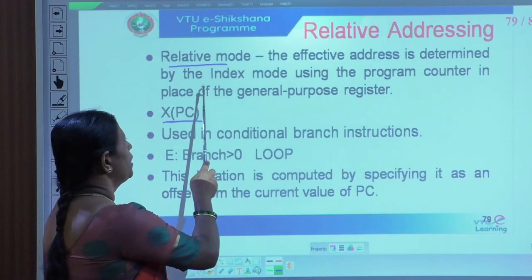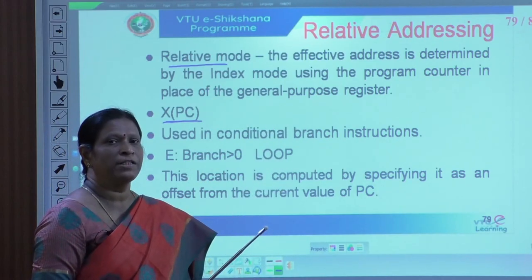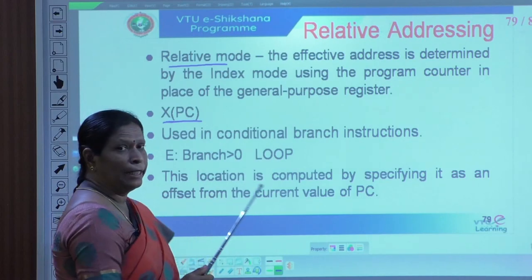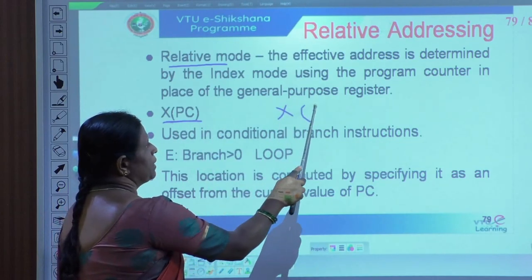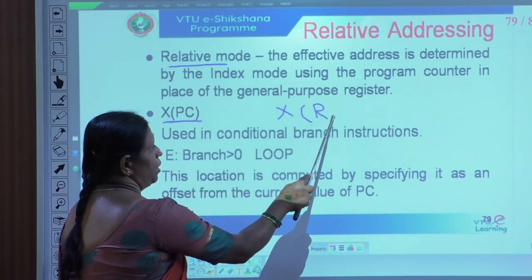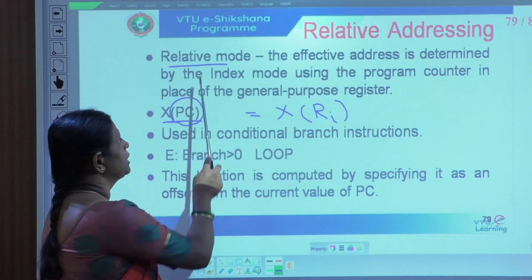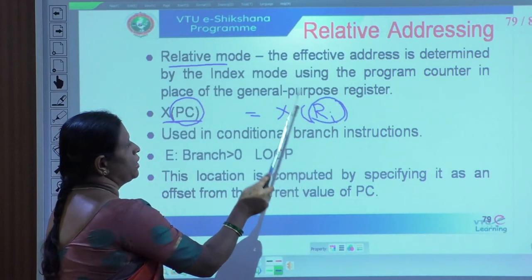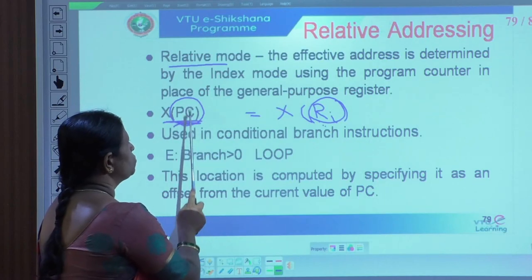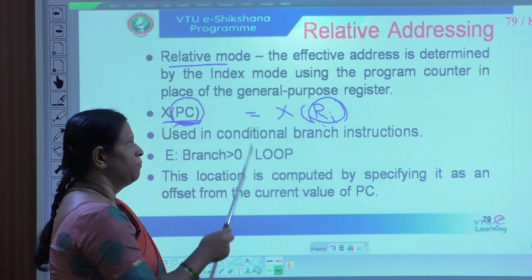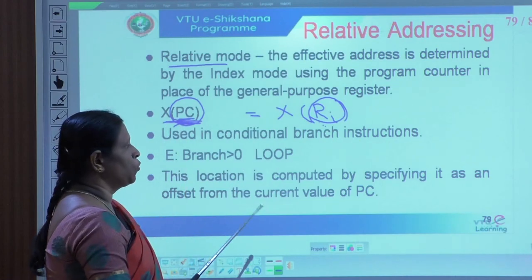The effective address is determined by the indexed mode using the program counter in place of a general purpose register. The difference between the indexed mode and the relative mode is that, previously, whenever there was an X, it could be considered an indexed mode. But here exclusively only the program counter is used in the relative mode, whereas in the indexed mode any general purpose register and a memory location can be mentioned. That is the difference between the relative mode and the indexed addressing mode. So here we add X to the value of the program counter.